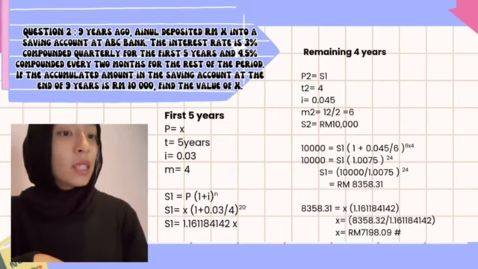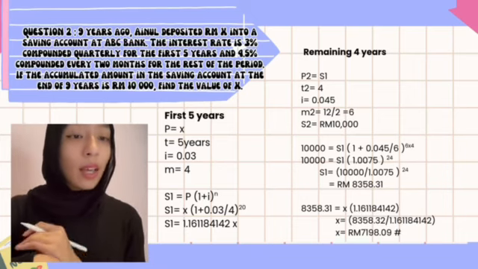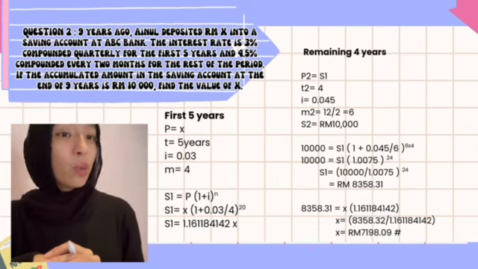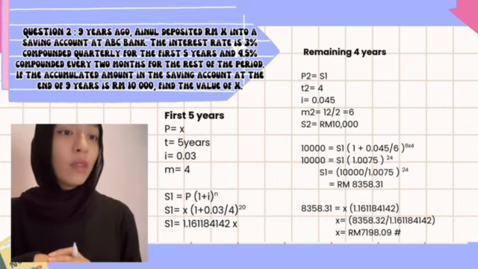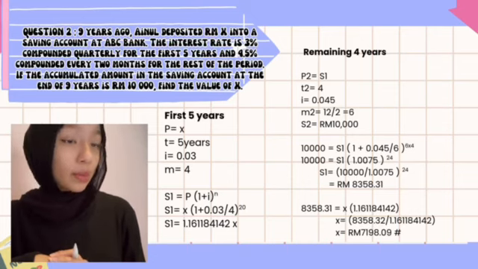So we express S1 in words: S1 equals 10,000 ringgit divided by open bracket 1 plus i close bracket raised to the power of 24. After calculating, the value of S1 becomes 8,358 ringgit and 31 cents.